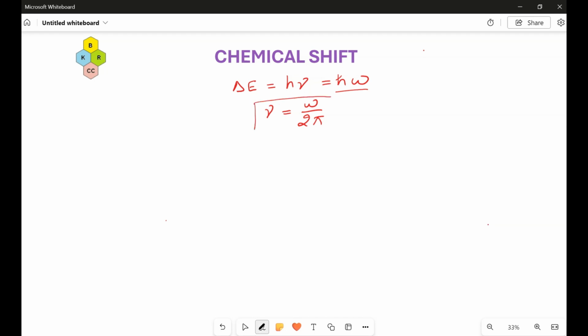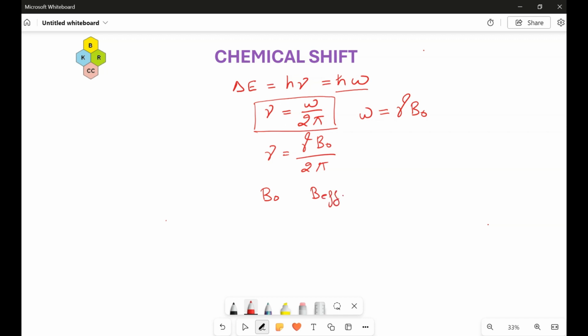Nu is equal to omega by 2 pi. So now this nu is equal to gamma B0 by 2 pi. This is the effective magnetic field felt by the nucleus. So B effective is equal to B0 into 1 minus sigma, where sigma is known as the shielding constant.